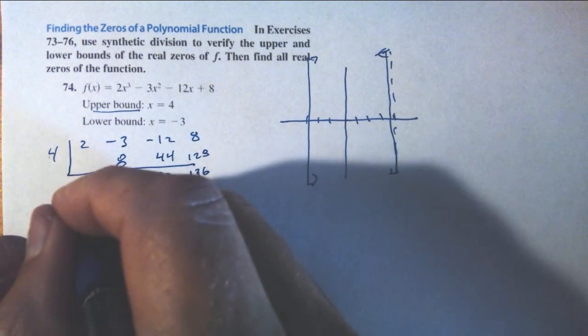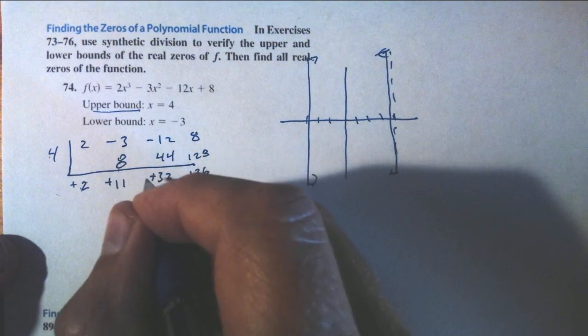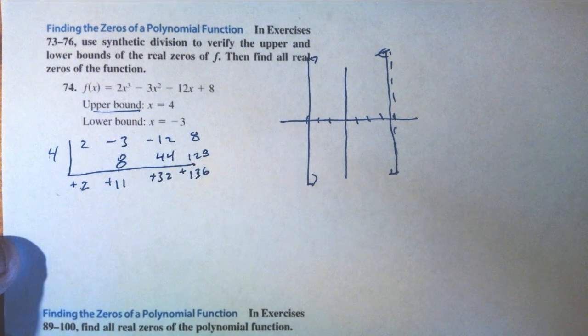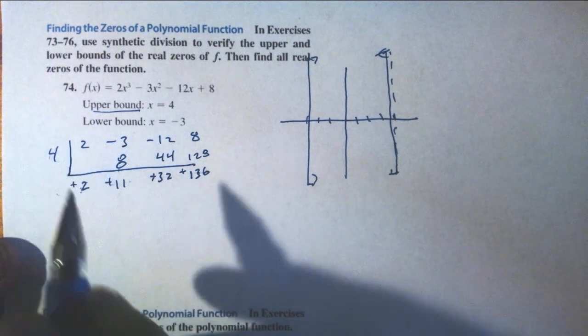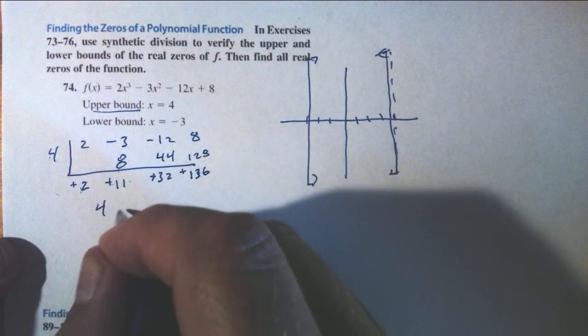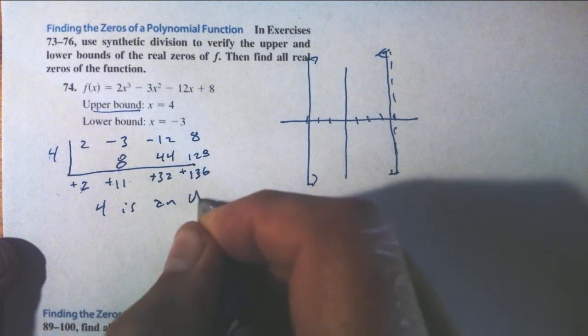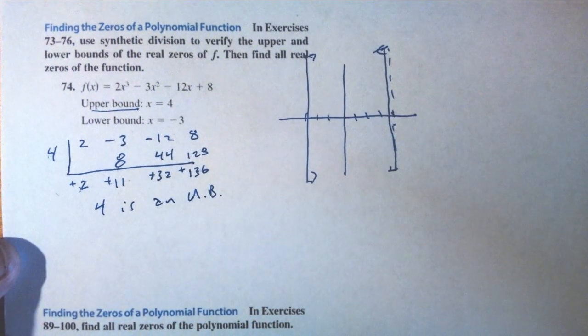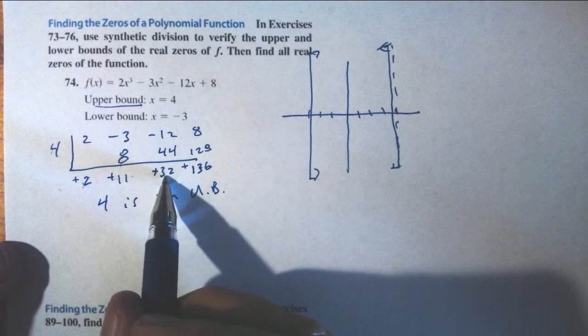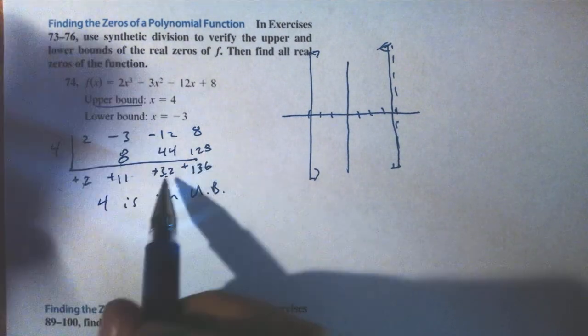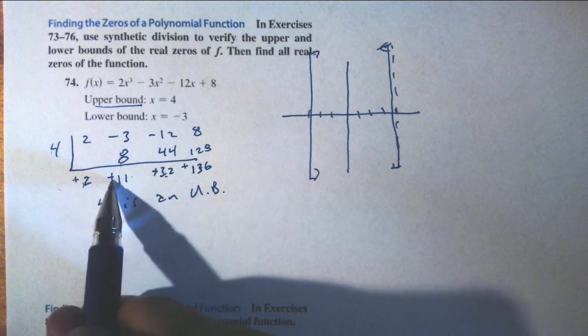The key is none of these were negative to keep us in check here. If the bottom row is all non-negative and you put in a positive number, then 4 is an upper bound. But had this been negative 32, now I got a negative and then back in play. They have to all be non-negative.